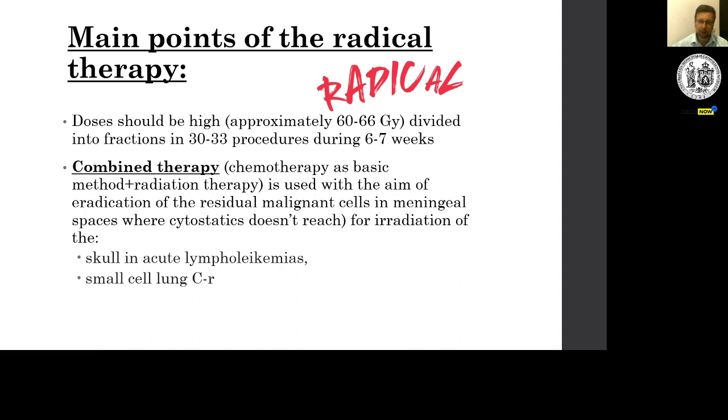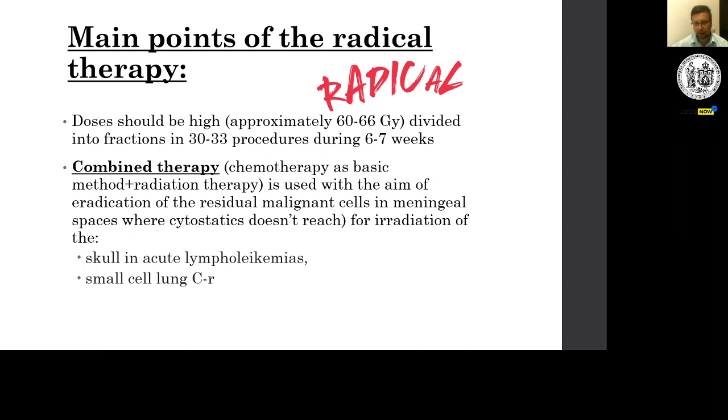A few more words about the main points of radical therapy and how we perform this kind of therapy. First of all, the doses of this therapy should be really high, approximately 60, 66 or even more grays if we talk about the whole dose, the total dose applied to the tumor, which should be divided into fractions. It means smaller doses, approximately 1.5 or even fewer grays, divided into 33 procedures during 6-7 weeks. So how will we calculate how many grays there are per one fraction?